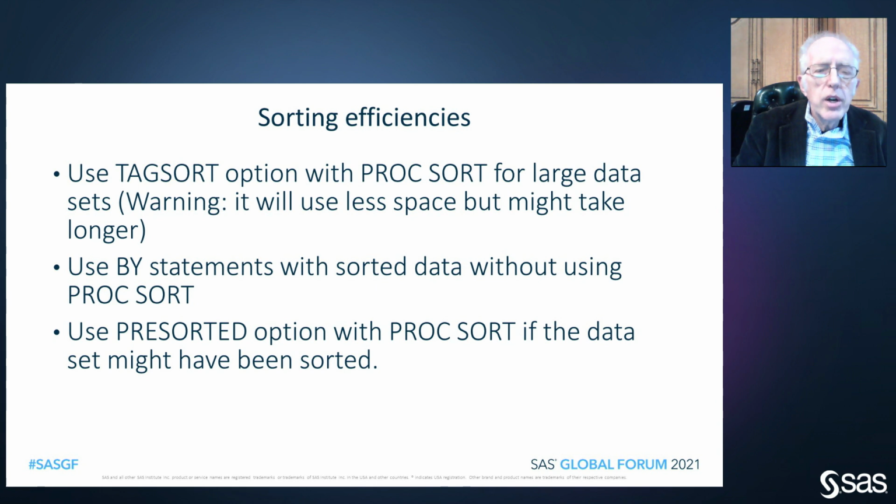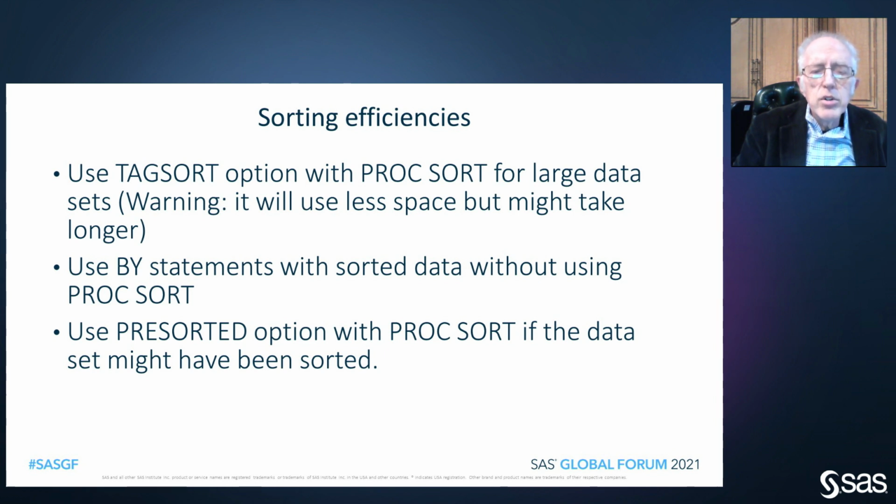There's a lot we can do with sorting efficiencies to make our programs run more quickly and take up less space. There's a very useful option in proc sort called the tag sort option, and it's very helpful with large data sets. What the tag sort option does is it only brings into the buffer for sorting those variables that you're actually sorting by. Normally, proc sort will bring the whole data set into the buffer, and that'll require a lot of sort workspace. With tag sort, you're only bringing in the variables in your by statement, and from there on, it only sorts those, and then it pulls the rest in after they're sorted.